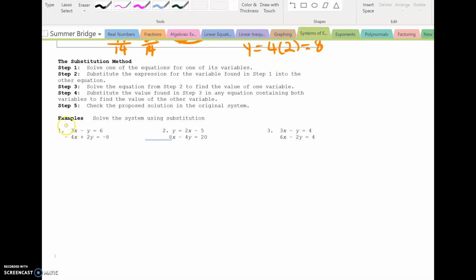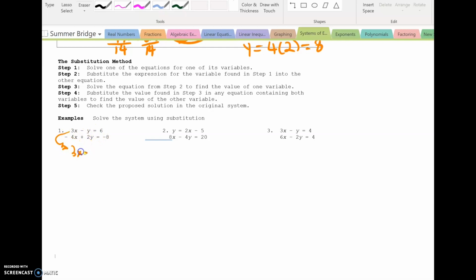So again, example 1, first thing I'm going to do is try to solve for one of the variables. So it's not already solved for me, okay? So I need to go ahead and do that. And what I'm going to look for is a variable that does not have a number, a coefficient, in front of it. And the only one that I see, even though it's a negative, is in my first equation, and it's that y right here. So I'm going to solve for y in my first equation.